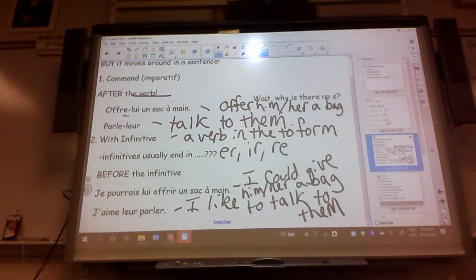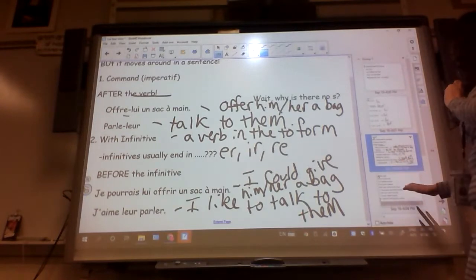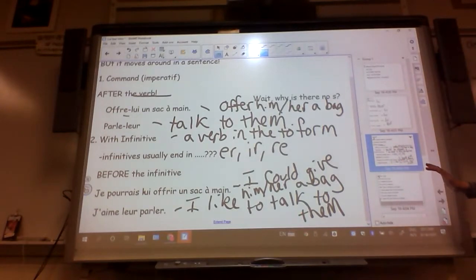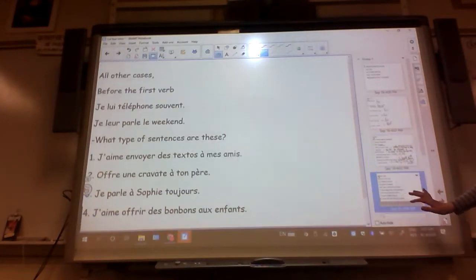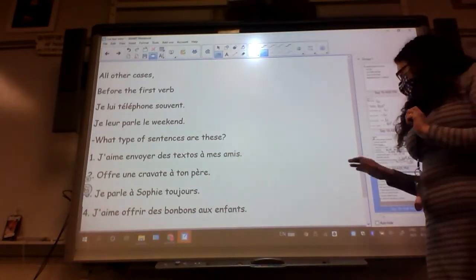Okay, now our other way to do sentences is called what? Look down at your notes. We have commands or imperative, with infinitive, and our third way is, it's right on the nose. All other cases.